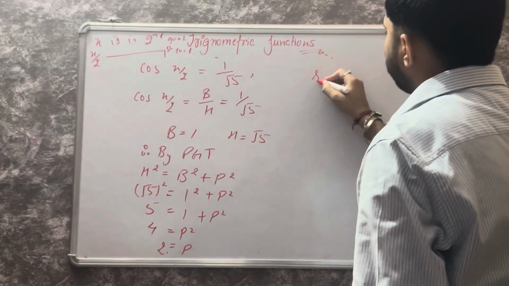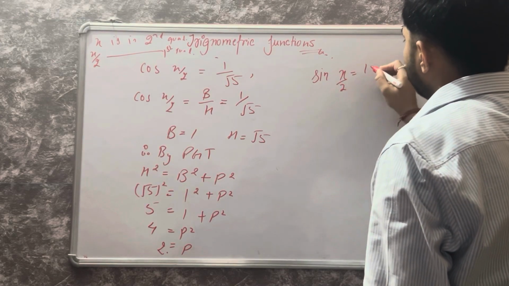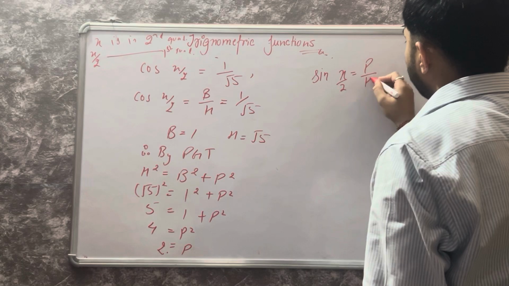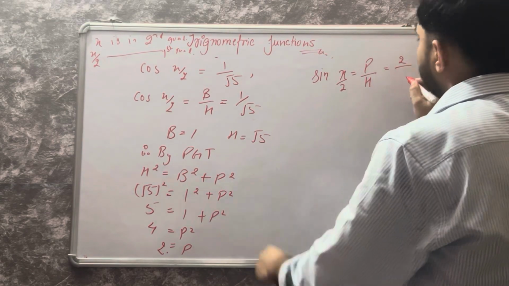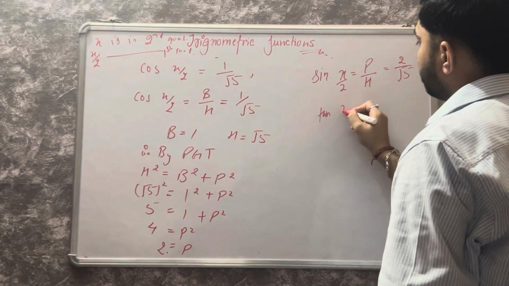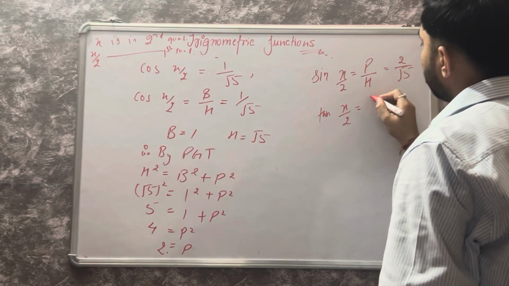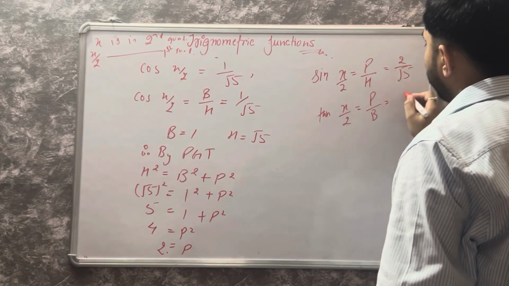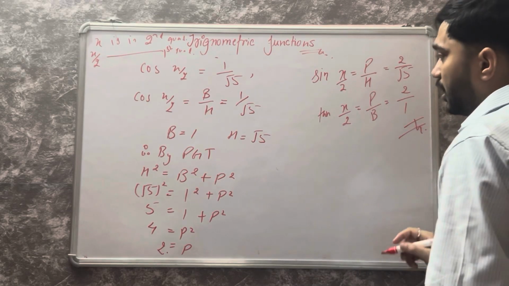So what will be the value of sin x by 2? Sin x by 2 is going to be perpendicular upon hypotenuse. What is the value of perpendicular? 2, and the value of hypotenuse is under root 5. Value of tan x by 2 is going to be what? Perpendicular upon base. Perpendicular is 2 and base is 1. So here is the answer of it.